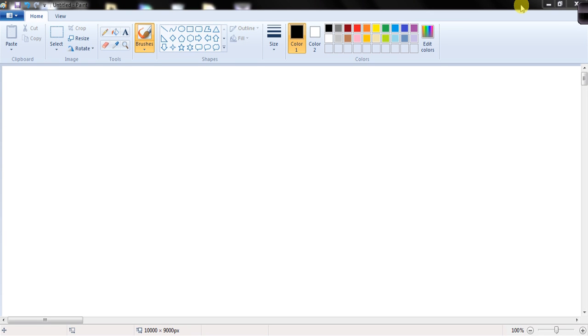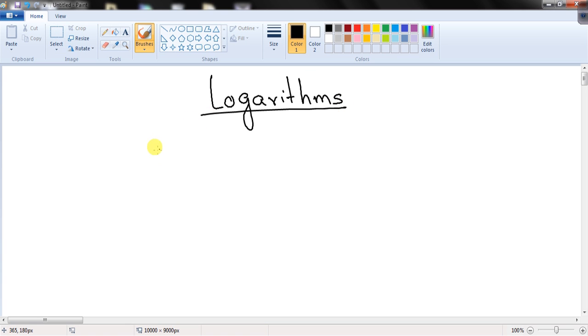Next concept is logarithms. Let me explain the concepts that are required in logarithms. 2 power x is 4. What is the value of x?